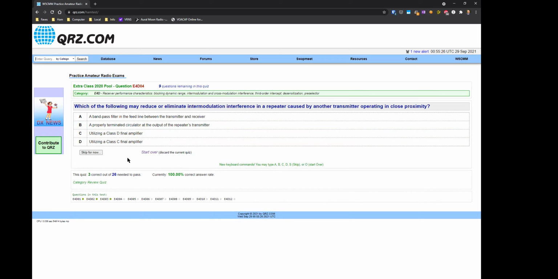Which of the following may reduce or eliminate intermodulation interference in a repeater caused by another transmitter operating in close proximity? Do you remember, this is that device that acts like a one-way valve. Yeah, the circulator.